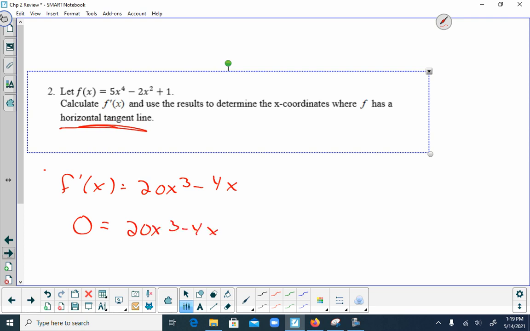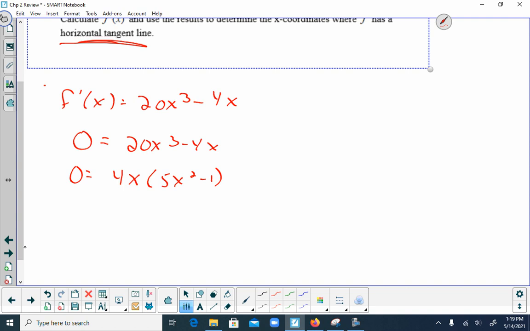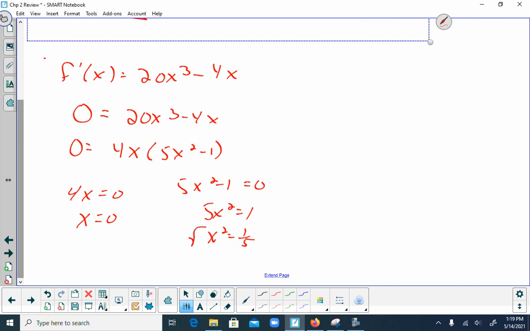So what I did is I solved this. The first thing I did is I factored out a 4x and made this 5x squared minus 1. Set both of these equal to 0, so 4x is equal to 0, x is equal to 0. 5x squared minus 1 is equal to 0, so 5x squared is equal to 1. x squared is equal to 1/5. Take the square root, so x is equal to plus or minus 1 over the square root of 5.